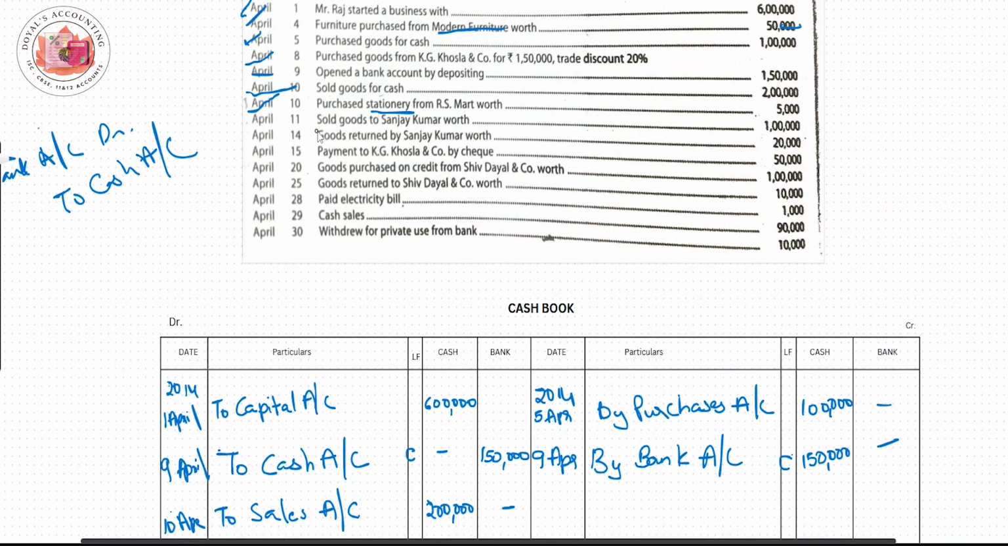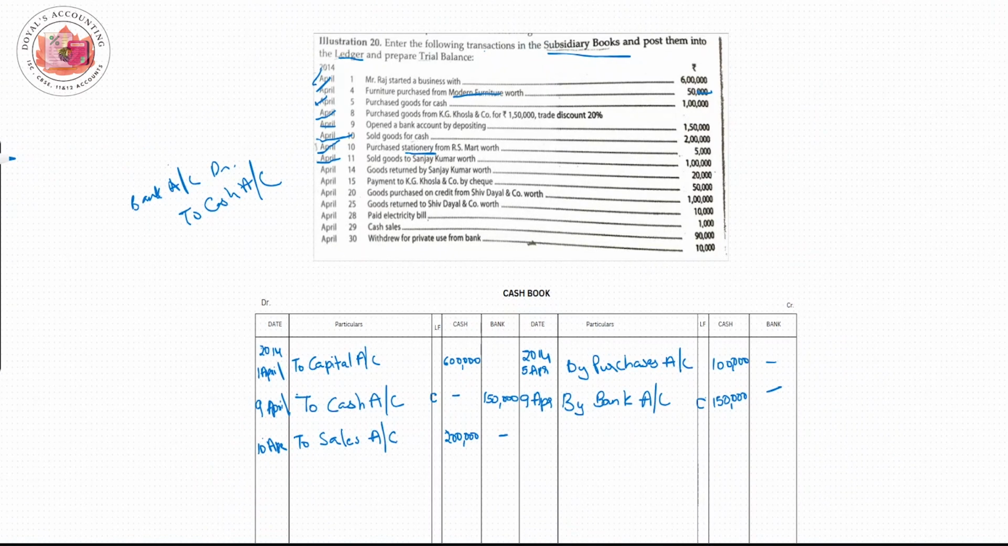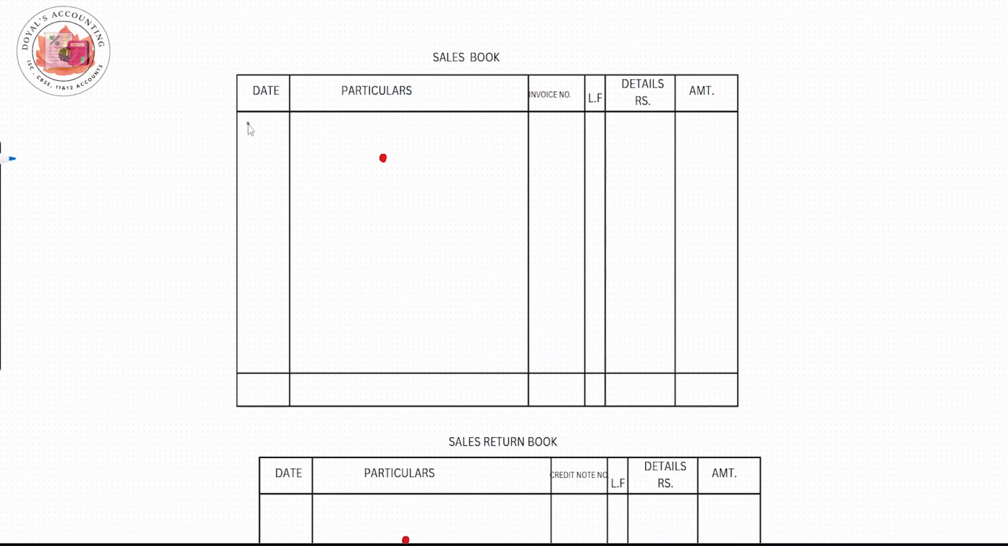Now my next transaction is sold goods to Sanjay Kumar worth rupees 1 lakh. Okay, so this is my credit sales. So I will record my credit sales in my sales book. Sales book. Sanjay Kumar 1 lakh, 11th April 2014. Sanjay Kumar for 1 lakh.